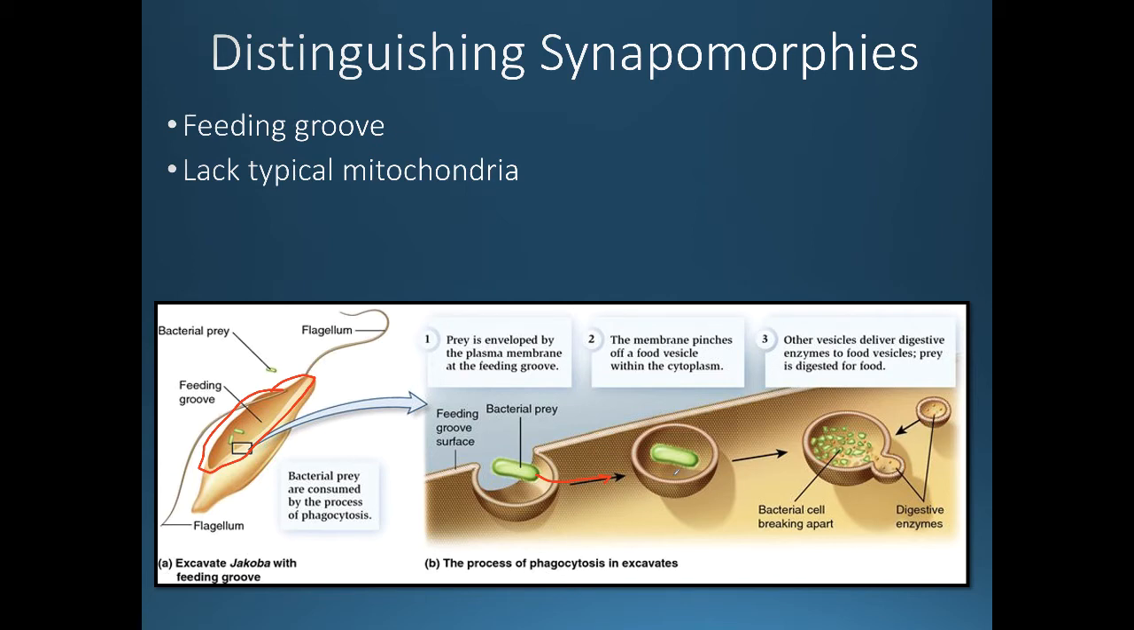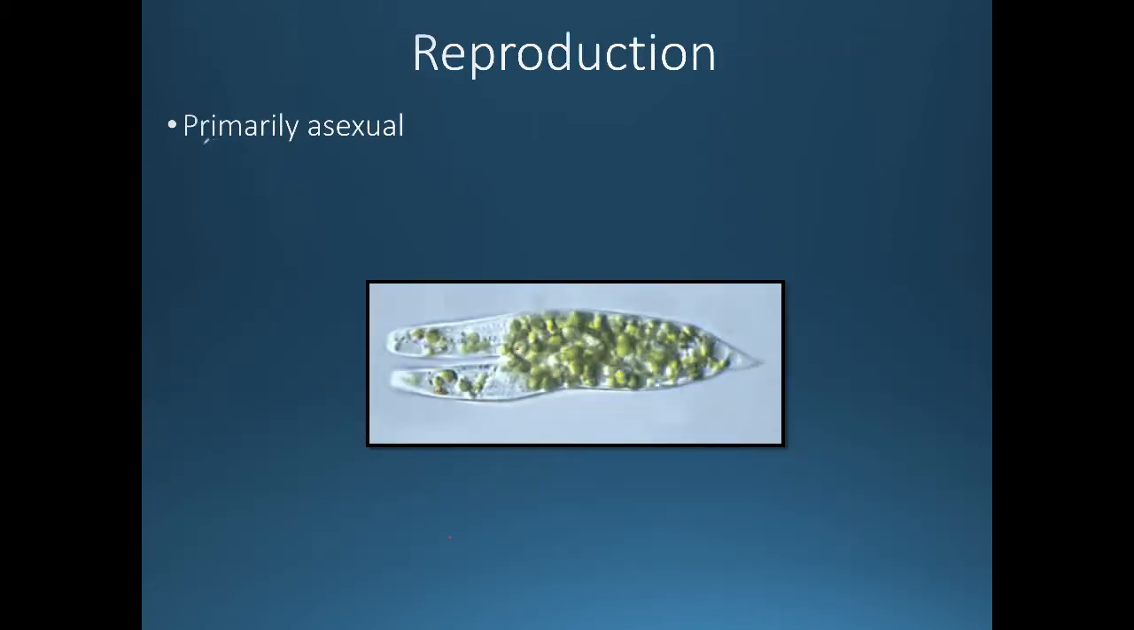Another interesting thing about the excavata is that they lack a typical mitochondria. Now, interestingly, this group once had a mitochondria, but then it lost it. And so it didn't completely lose it. There are still remnants of an organelle that still has some mitochondrial functions, but it doesn't have that massive ATP production function. So this is a really good example of an evolutionary path that took a cell that had a mitochondria, but because it wasn't necessary for their overall fitness, over time, this group of protists lost this mitochondria. Reproduction within this group is primarily asexual.